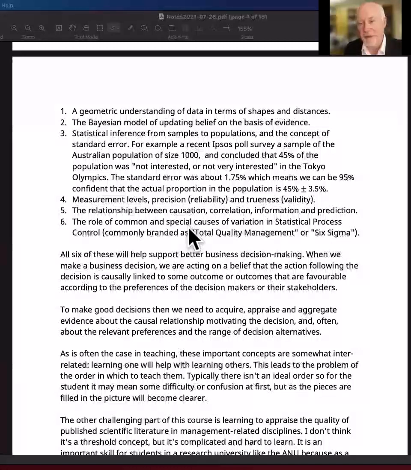The next one is a big one. This is about understanding the interrelationship between the ideas of causation, one thing causing another, correlation, information, and prediction. These are very important topics. I don't think they're terribly well explained very often. Lecturers will say to you, oh, correlation is not causation, but that's actually quite an oversimplification of the real situation. And again, a bit like measurement levels, it's important to have a more sophisticated understanding. So we're going to work on that.